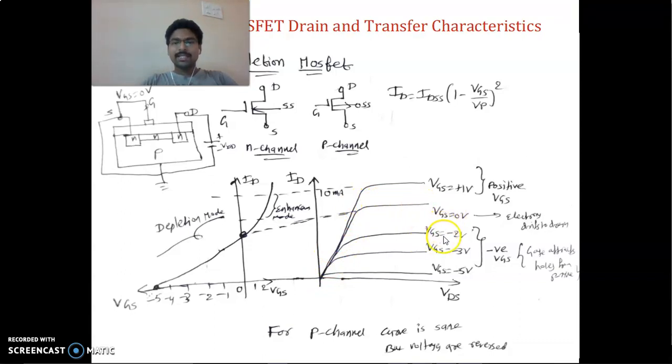As VGS is made negative, what will happen? The gate attracts the holes from the P type, and hence the channel layer contains hole and electron recombination, and hence the current is decreased compared to the VGS equal to 0 case, and that's why as VGS goes more negative, the current is decreasing. Now what happens when VGS is positive? When VGS is positive, it attracts the electrons from the substrate, and this channel layer is going to increase, and hence more current will flow when VGS is equal to plus 1.